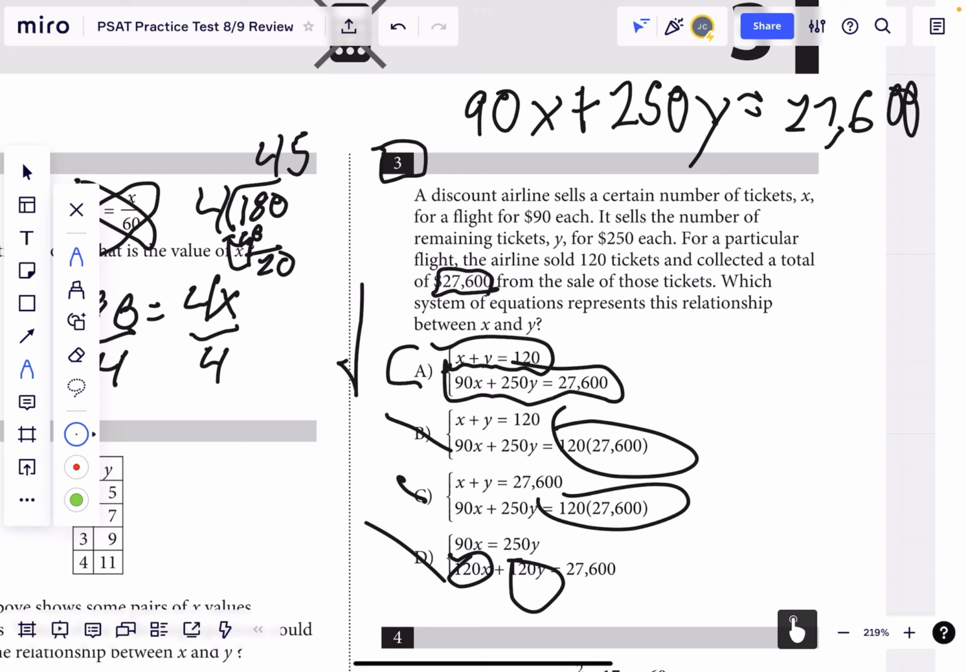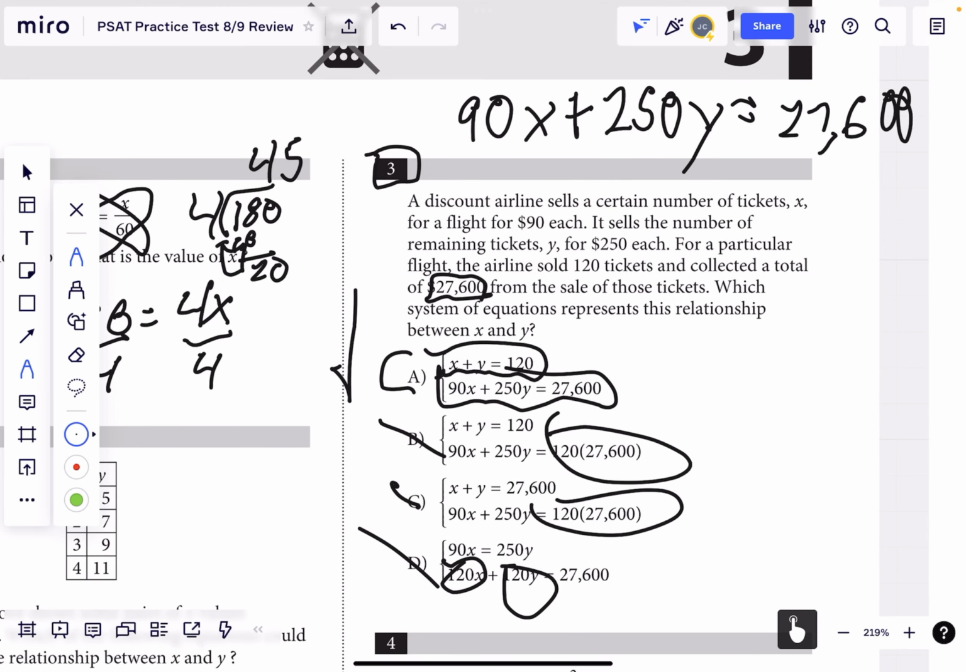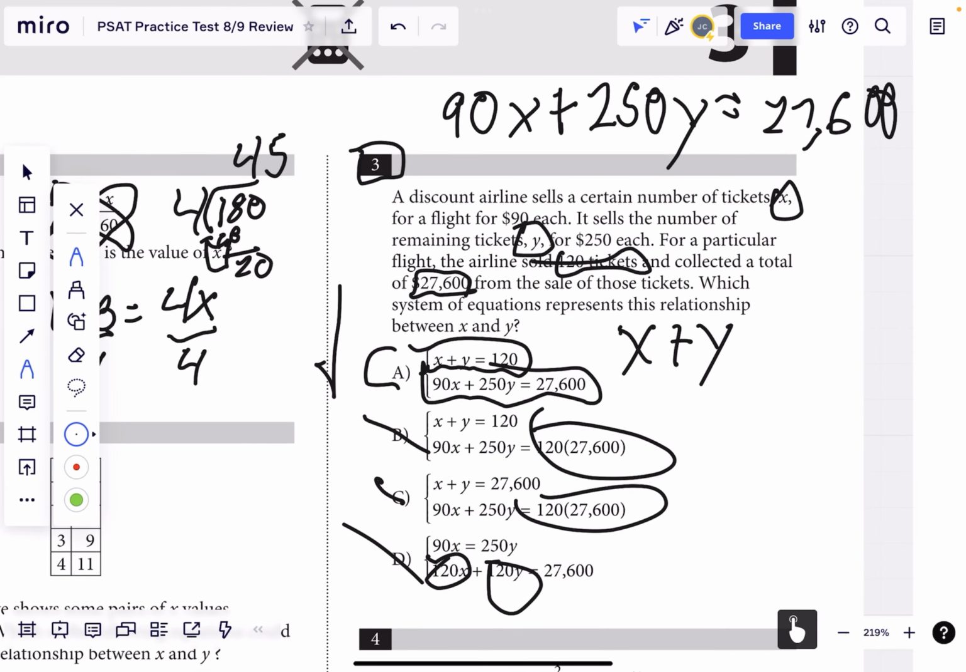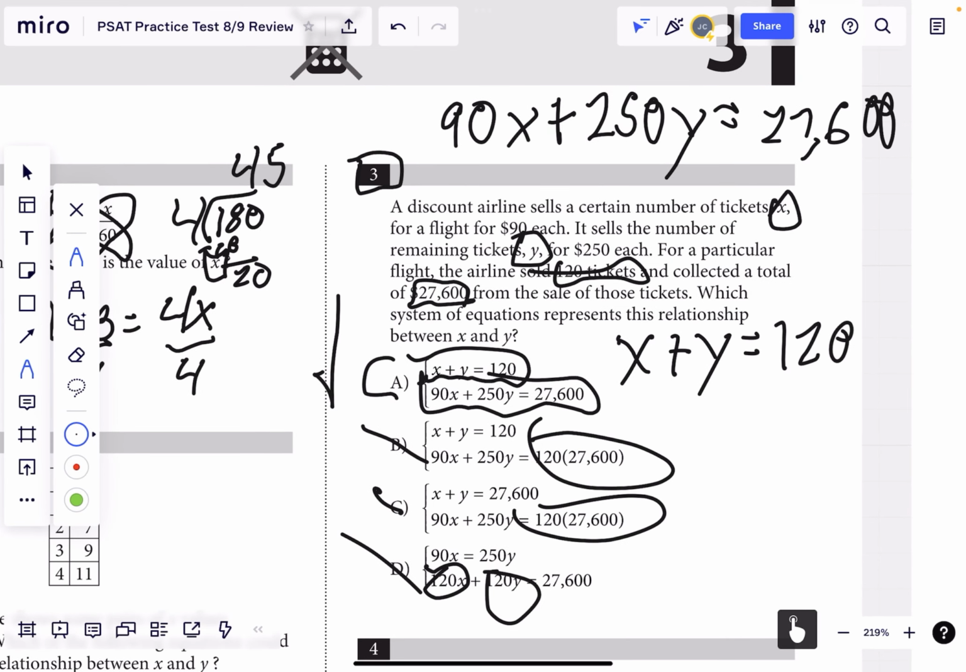But let's finish it. So it says we sold x type of ticket, so that's a type of ticket, so that's also x. And y is another type of ticket, which is confusing. But the more you watch this and the more you get familiar with them, the easier it gets. And then it says 120 tickets, because this is talking about tickets, and this is talking about tickets, and we're adding them together. So we get 120. So our answer is A.